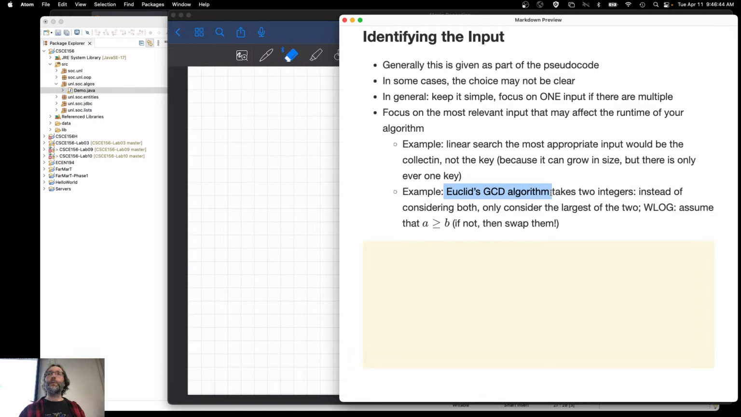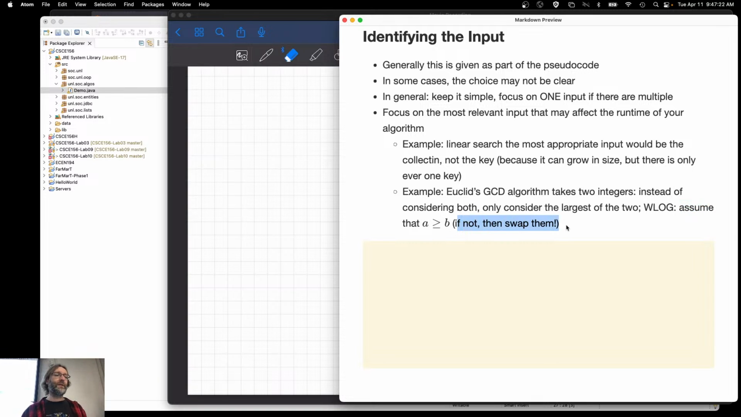Euclid's GCD algorithm takes 2 integers, right? Instead of considering both of them, you can say WLOG, assume that a is greater than or equal to b. If not, then just swap them. It doesn't change the GCD. And then consider a as your input. WLOG is math for without loss of generality. Yeah, the mathematicians do that all the time. Without loss of generality, make this assumption because that assumption makes our arguments easier. And that assumption applies to everything. Assume that a is greater than or equal to b. If not, just swap them.